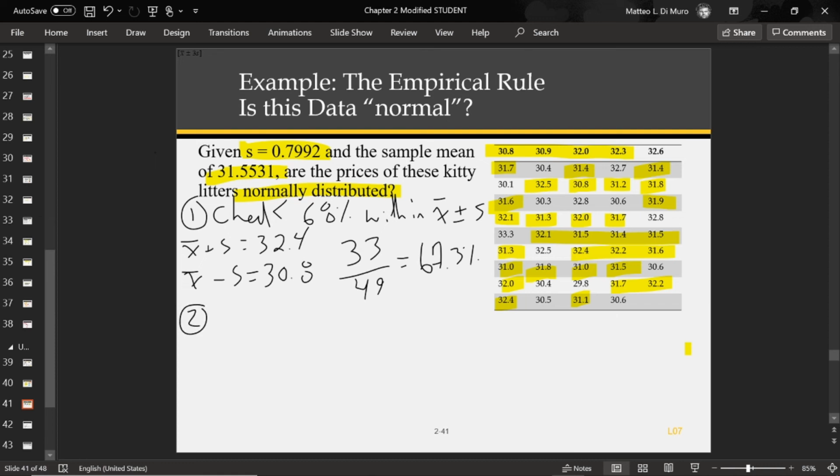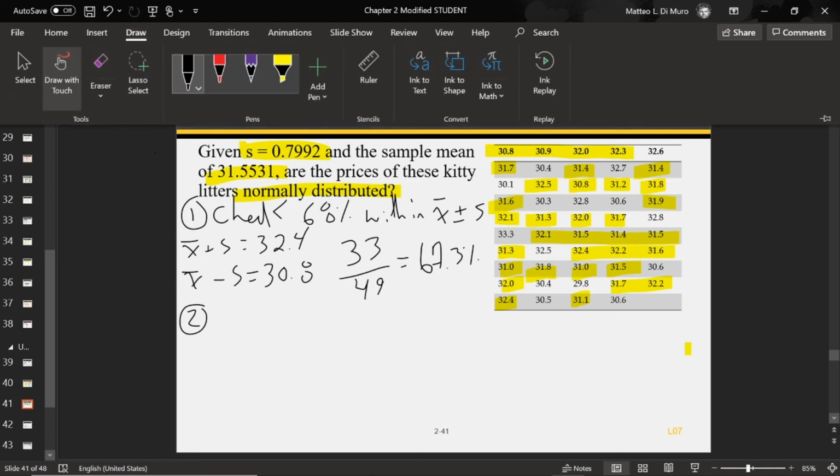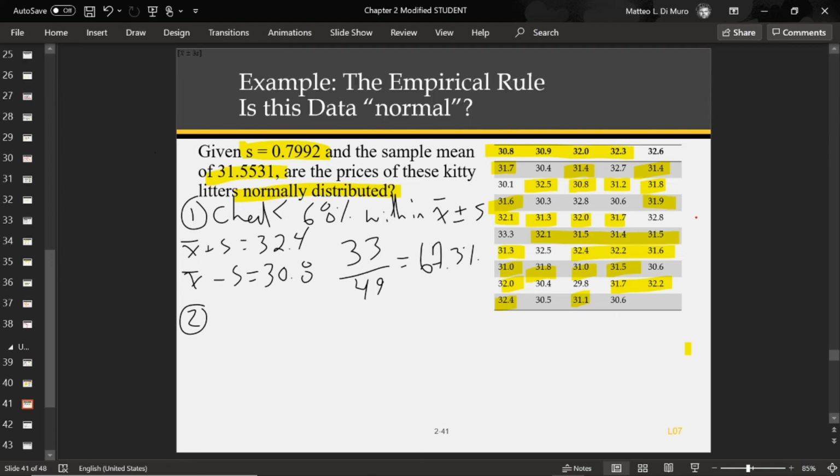I should mention that I'm not sure if it matters, but I know that when I did my work, I did round my X bar to 31.6 and I rounded my standard deviation to 0.8, just for simplicity. It shouldn't make a difference because you're rounding your numbers anyway, but that is how I calculated my numbers, just in case you get ones that are slightly different than mine, but you shouldn't. But that is the numbers I use. I should have said that before.